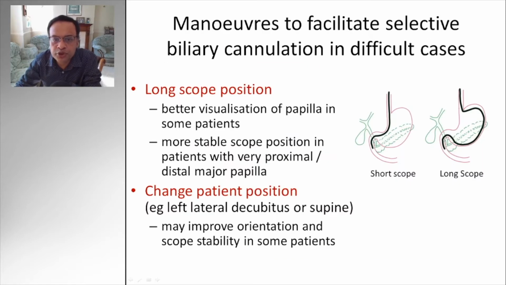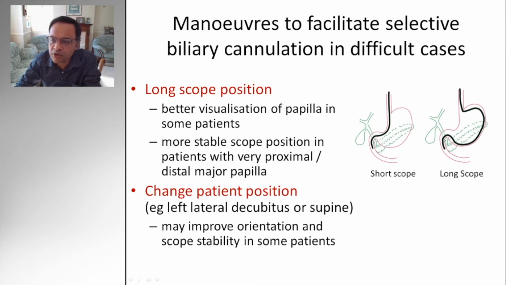There are certain maneuvers that we can use to facilitate selective biliary cannulation in difficult cases. First of all, we have the long scope position. Now usually we prefer the short scope position, where the scope lies along the lesser curve before it enters the duodenum. This is more comfortable for the patient, and it means that the control of the scope tip and instruments is better. However, in certain situations, adopting a long scope position may be helpful.